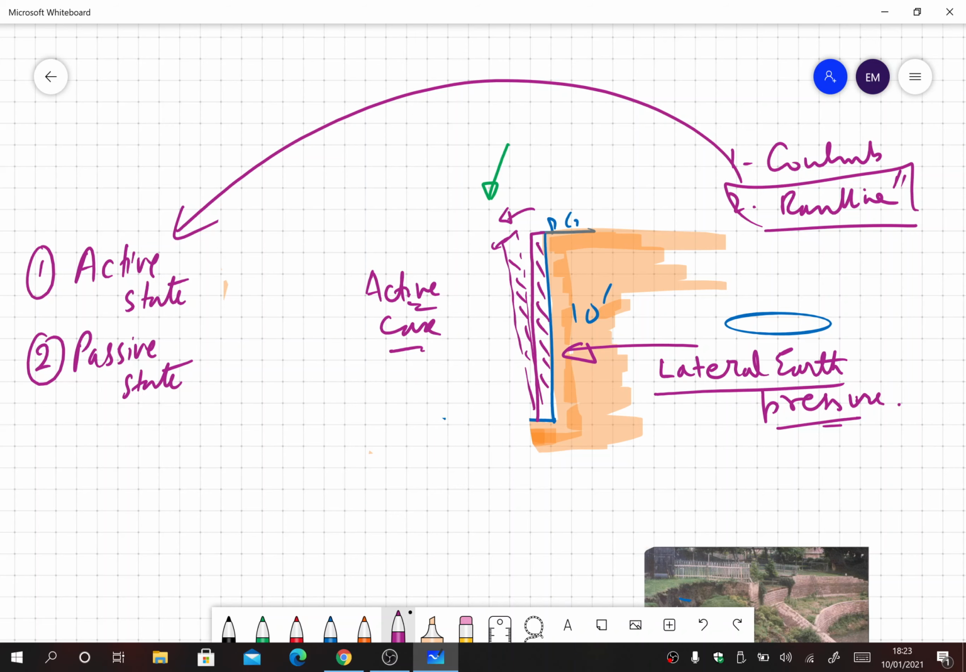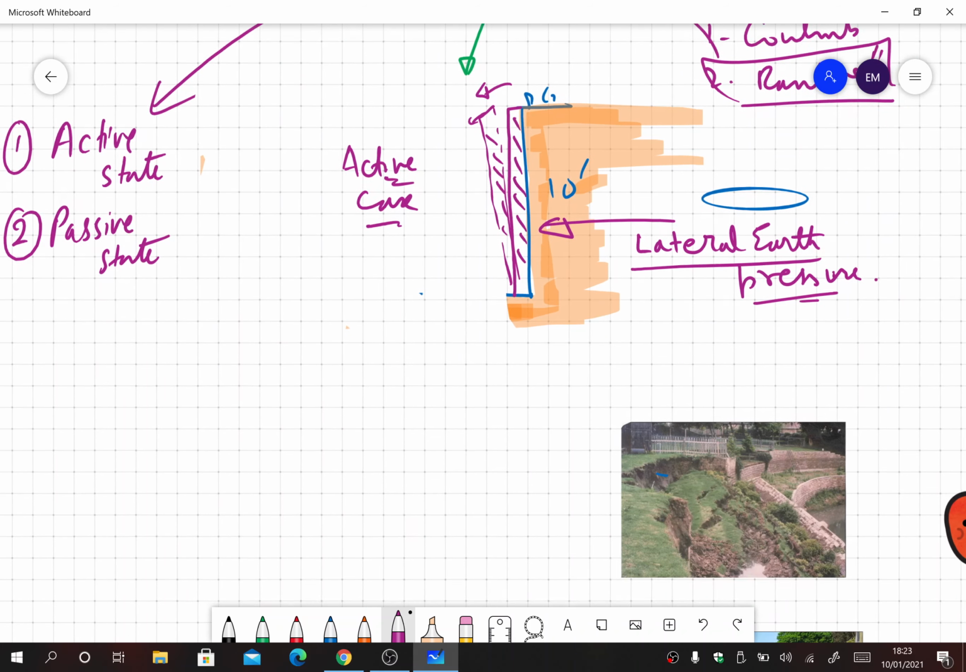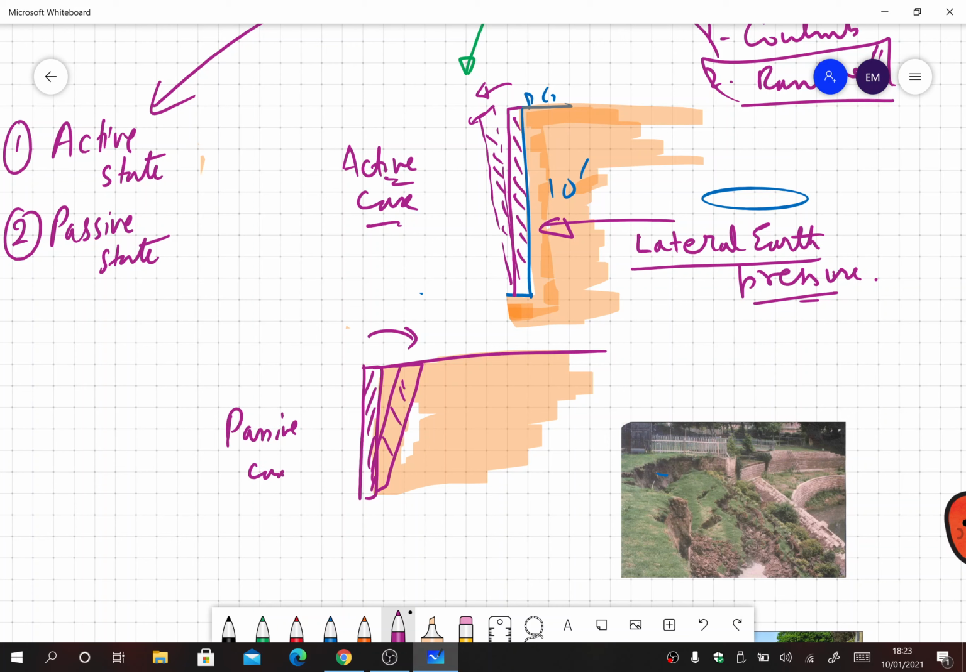Okay, but on the contrary, if a situation is like this, that this is the retaining wall and this is the soil behind it, and this time the retaining wall is trying to move inside, it is pushing the soil inside, so that is called a passive case. So passive case, so here the wall is pushing inside. So you see the difference.